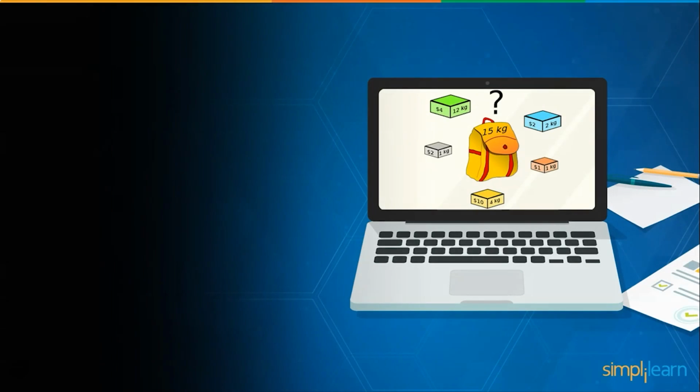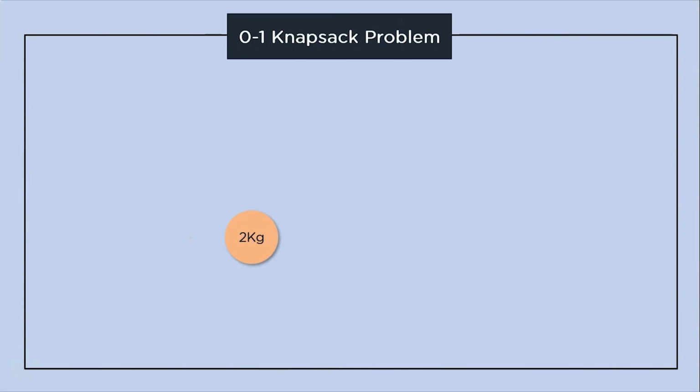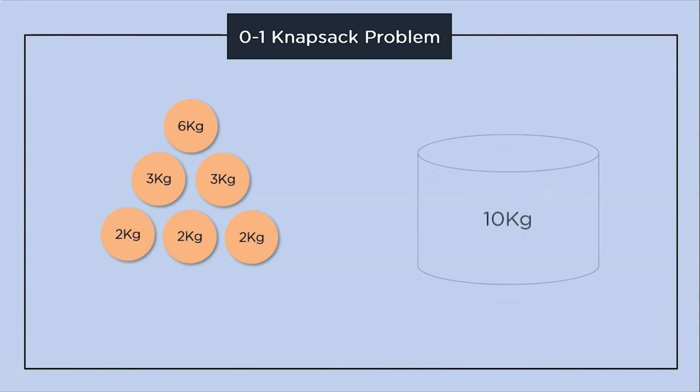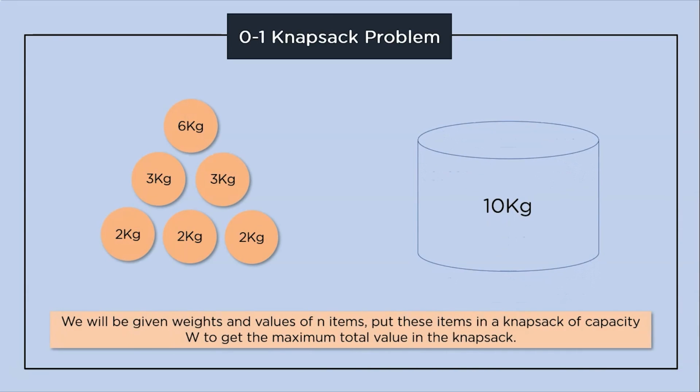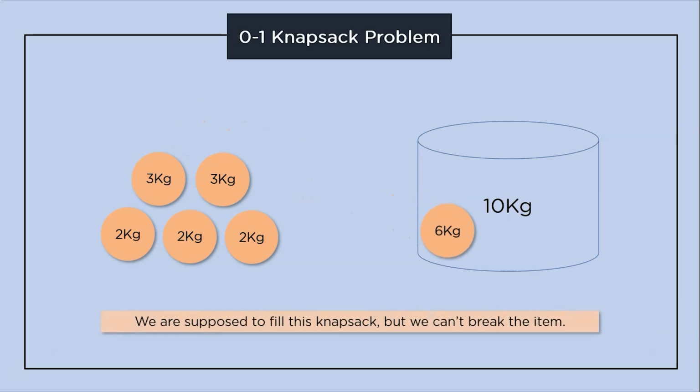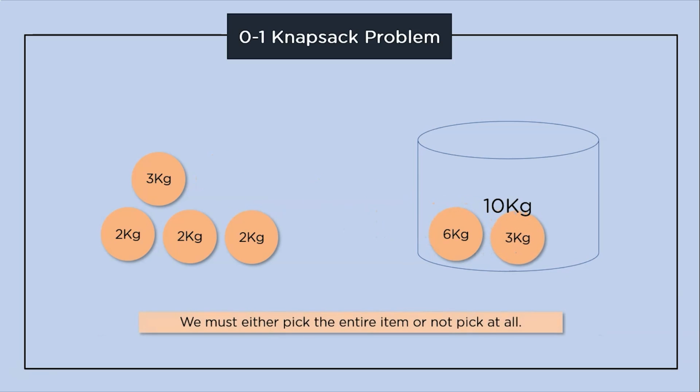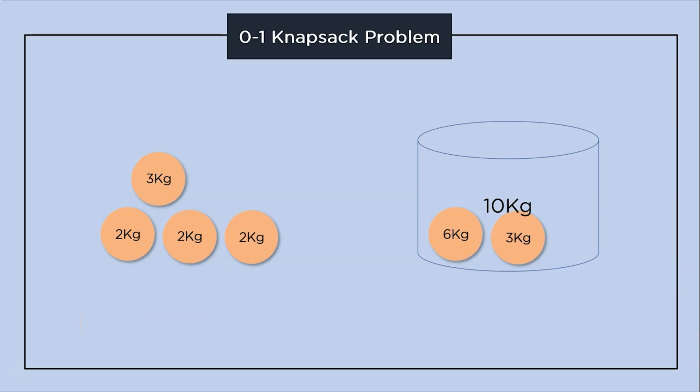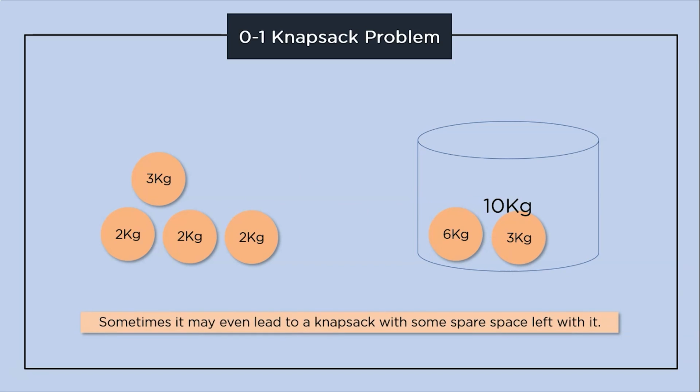Now, let's discuss 0-1 knapsack problem. First, we will be given weights and values of n items. In this case, 6 items on the left. We will put these items in a knapsack of capacity W, or in this case 10 kgs, to get the maximum total value in the knapsack. Then we will have to fill this knapsack, but we can't break the item, so we must either pick the entire item or not pick at all. Due to this, sometimes it may even lead to a knapsack with some spare space left with it.